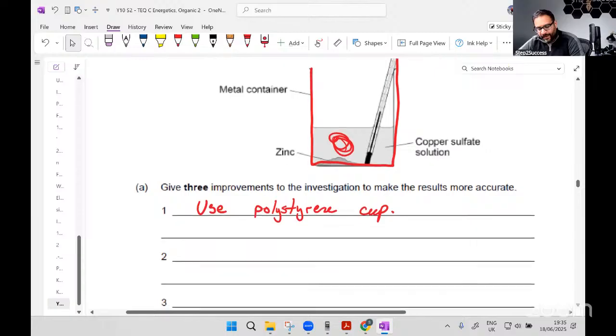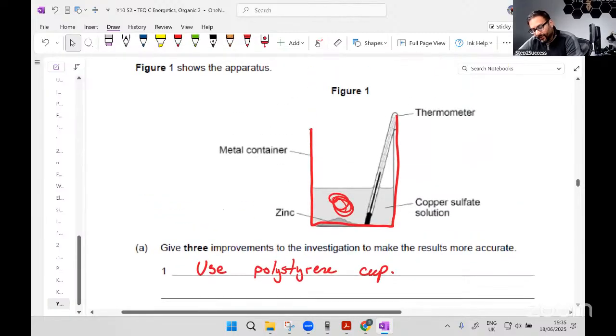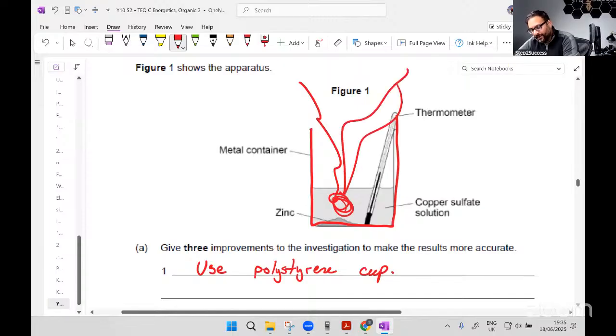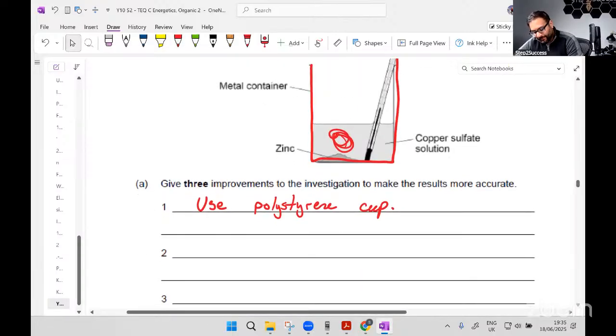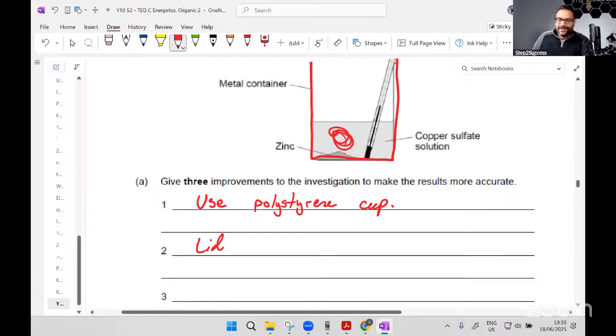The second thing that you should always do is put a lid on, because again, heat can escape out of here as well. So put a lid on any investigation where you're measuring temperature. Let me check what the mark scheme mentions. It mentions everything I just said.